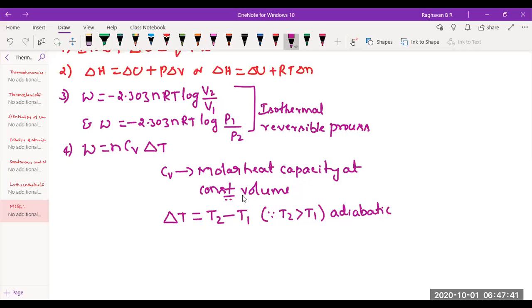So, adiabatic compression. During an adiabatic process, heat doesn't exchange between the system and the surroundings. When you compress a gas, it is like doing work on the system. When work is done on the system, W is equal to delta U for an adiabatic process. So simply, temperature increases because internal energy also increases. Likewise, delta T should be T1 minus T2, because T1 is greater than T2.